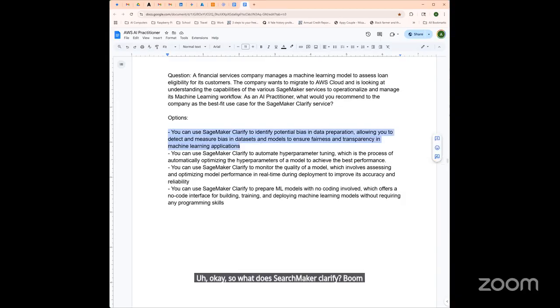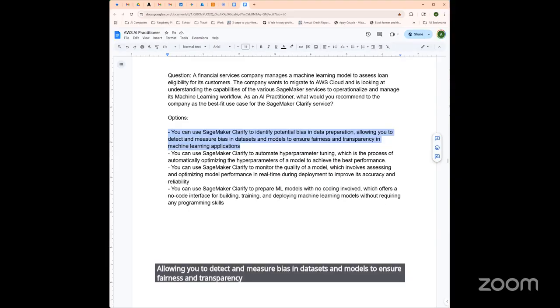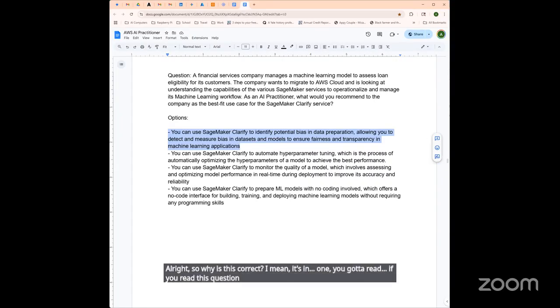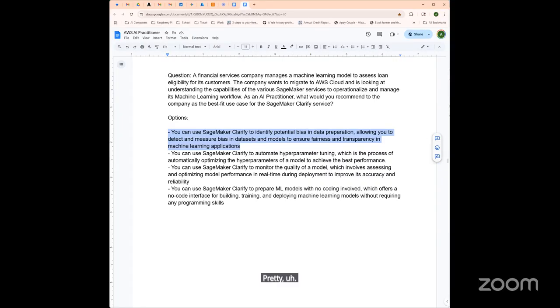Boom. Use it to identify potential bias in data prep, allowing you to detect and measure bias in data sets and models to ensure fairness and transparency in machine learning. All right, so why is this correct? If you read this question, you should get it pretty easily. Okay, so why is this correct?